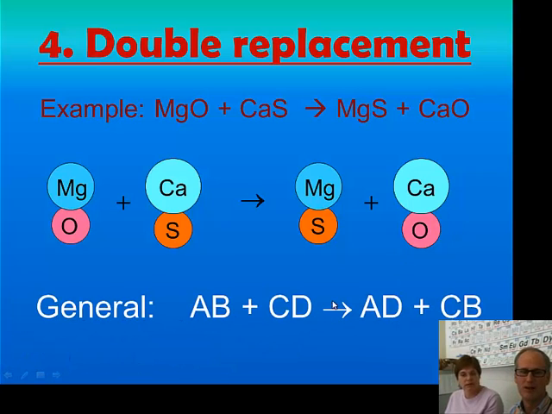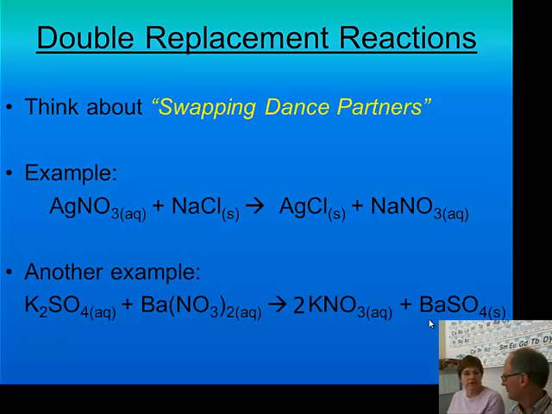Just switch them. So here it is, the general form: AB and CD make AD and CB. And we call that cutting in. I'm not cutting in, swapping partners. Dance partners. Oh, there it is. I knew it was around here someplace. Yes. Swapping dance partners.